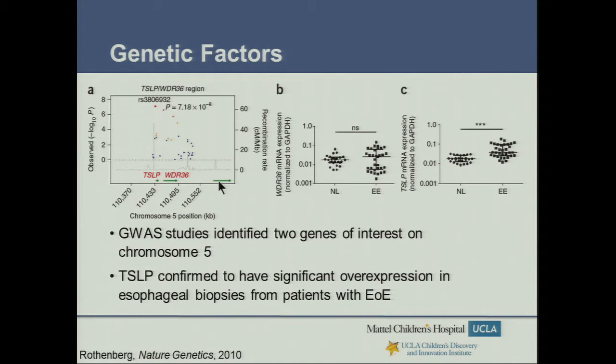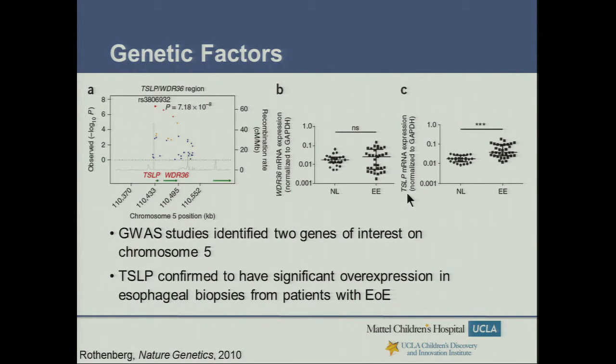But they then went down to look at the tissue level and determined whether or not these gene transcripts were then overexpressed in esophageal mucosa. And with this first gene, this WDR36, there was no difference in esophageal expression between normal and EoE patients.